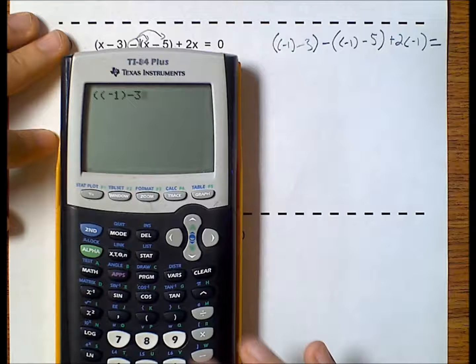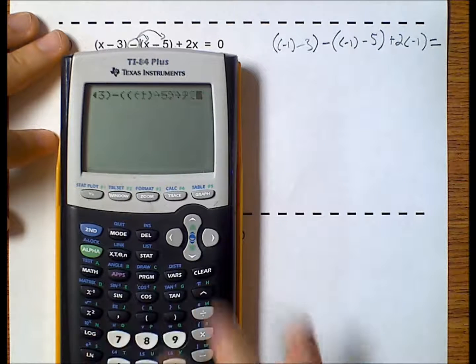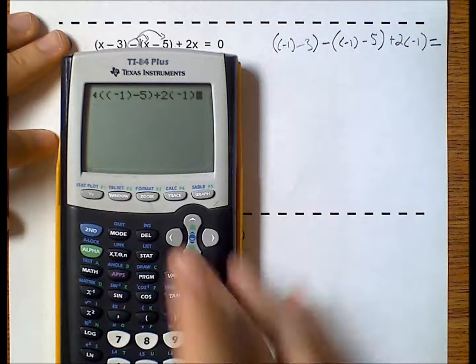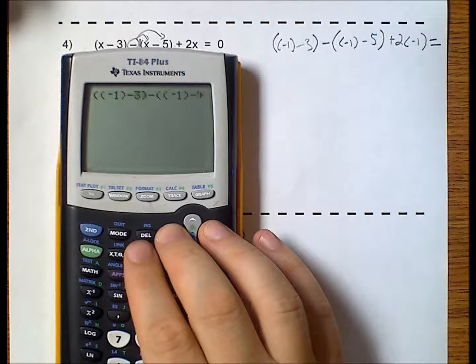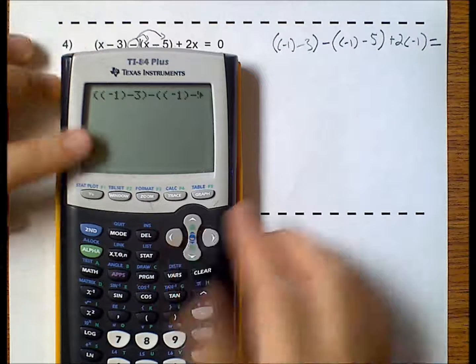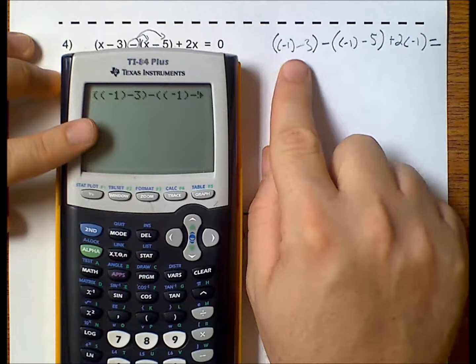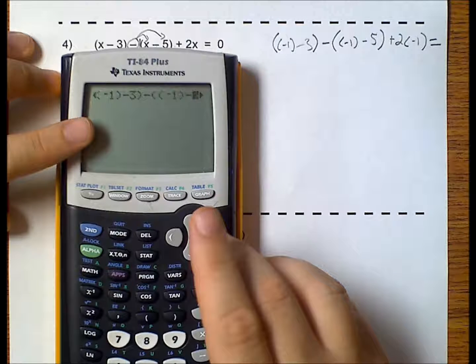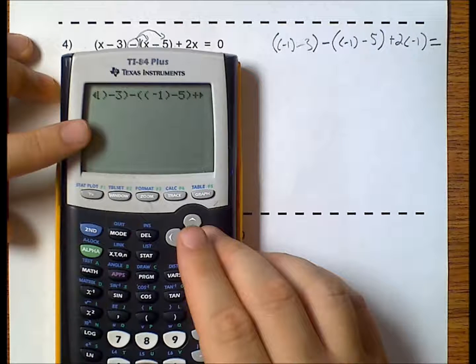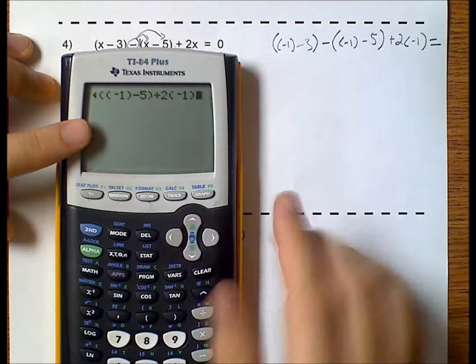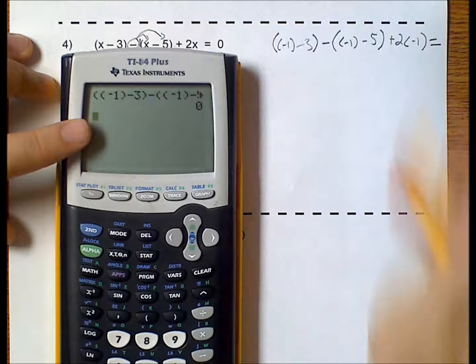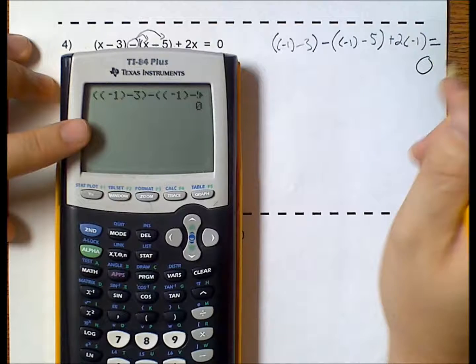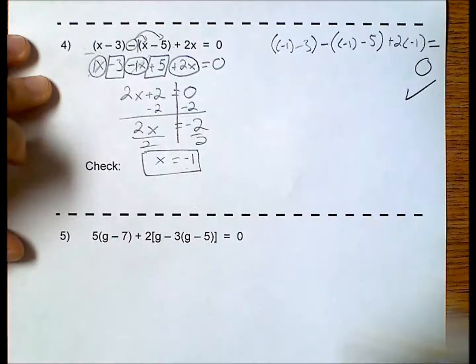Go ahead and just start plugging it all in. I want to go back and make sure that it looks exactly the same as I put it. I don't want to make another mistake of typing it in wrong. Negative 1 in parentheses minus 3, parentheses, minus negative 1 in parentheses minus 5 in parentheses, plus 2, negative 1 in parentheses. We hit enter and we get 0. So that checks out.